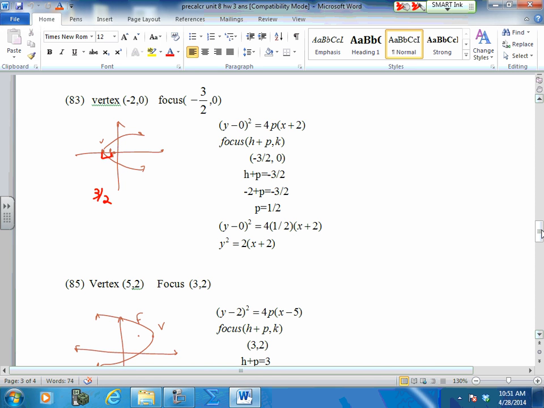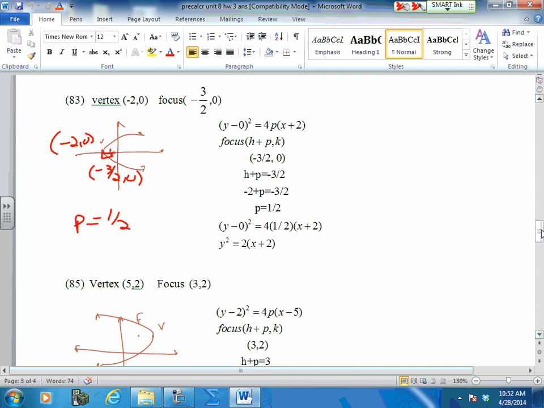Where's my P? Wait a second. Okay, not the right. Let me take this back. What's your vertex on? Your vertex was negative 2, 0. And your focus is negative 3/2, 0. So what is your distance of P in here? From 2 to 1.5, what is your distance of P? 1/2, right? And you can tell that it's going to the right, so P is positive.